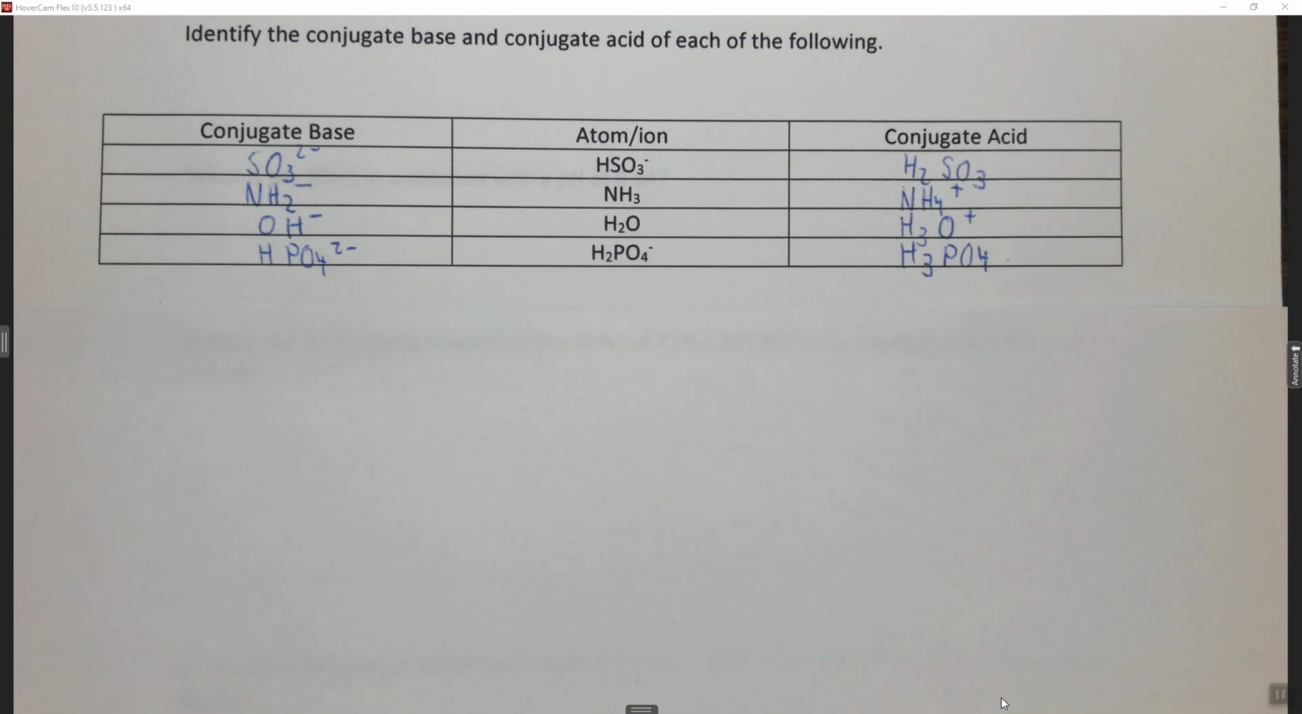So this is how we can find the conjugate acid and conjugate base of each of these species.